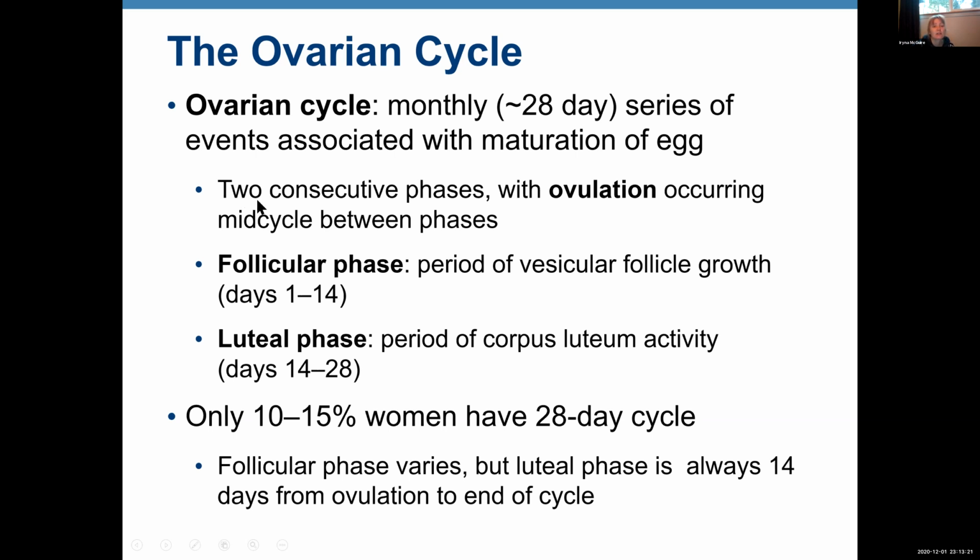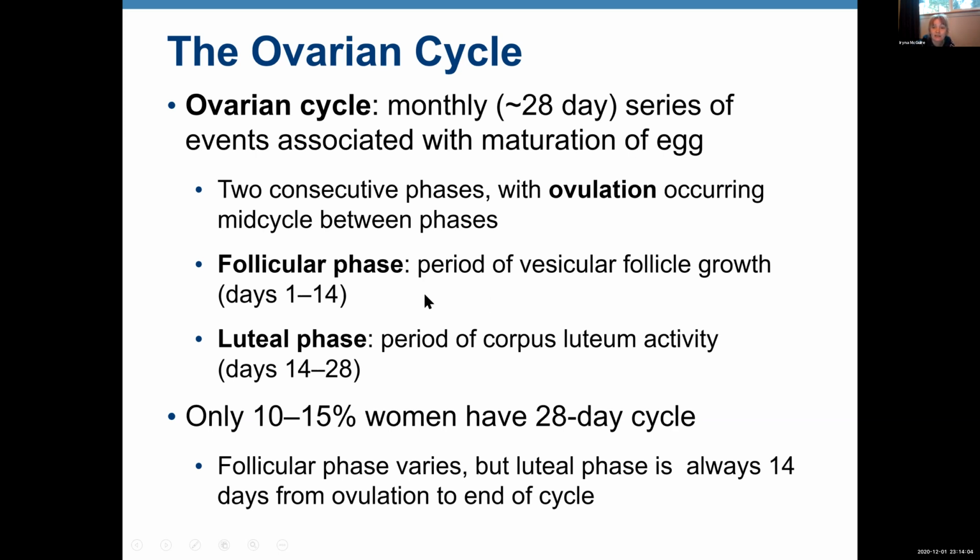So the ovarian cycle includes 2 consecutive phases, and ovulation is between those phases. First is the follicular phase, the period of vesicular follicle growth. The follicle grows, that's why it's called the follicular phase, days 1 through 14, then ovulation, and then the luteal phase, a period of corpus luteum activity, days 14 through 28, right? So follicular phase, ovulation, luteal phase. However, only 10-15 percent of women have a 28-day cycle.